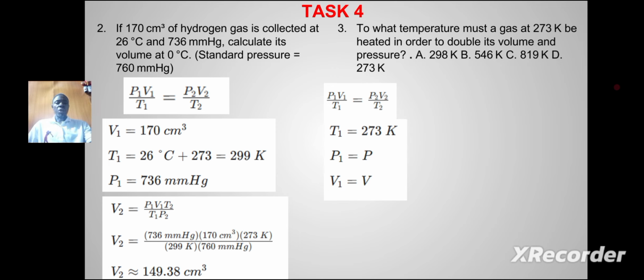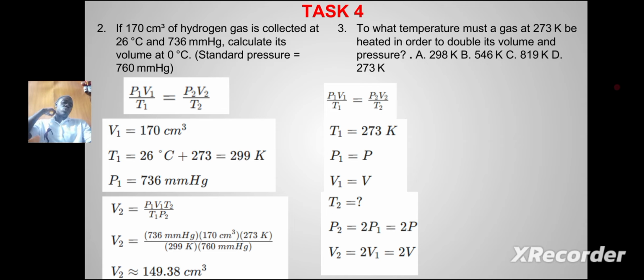So we write what we were given. First temperature T₁ is 273 Kelvin. First pressure wasn't given, but let its value be P. First volume wasn't given, let the value be V. Second temperature is what we are looking for, and it is unknown. We're told that P₂ is 2P₁, because the pressure is doubled, or 2P as the case may be, and V₂ is 2V₁, which is also 2V.